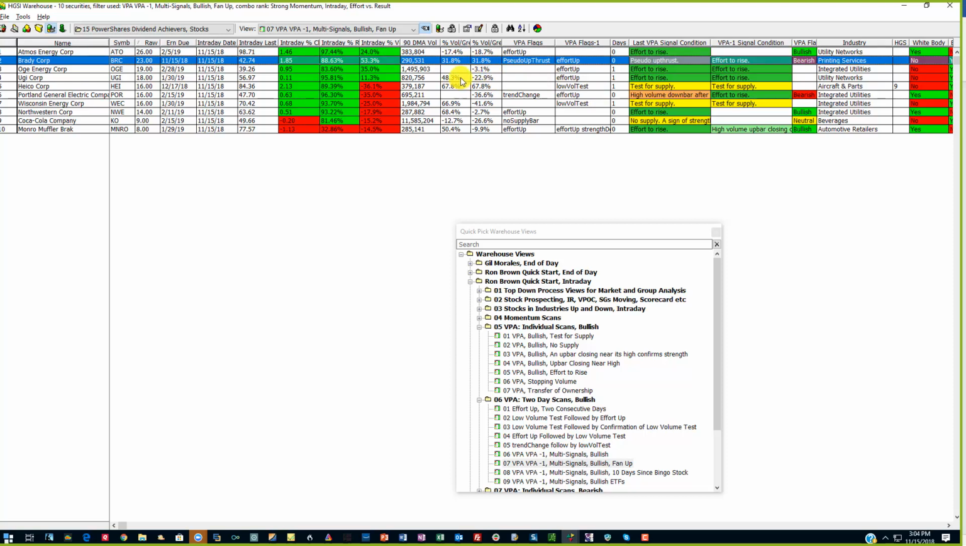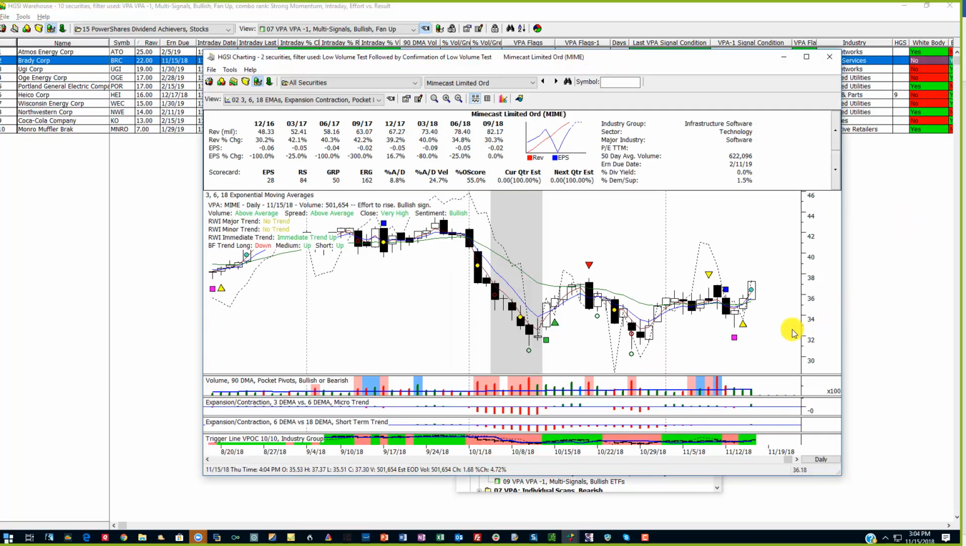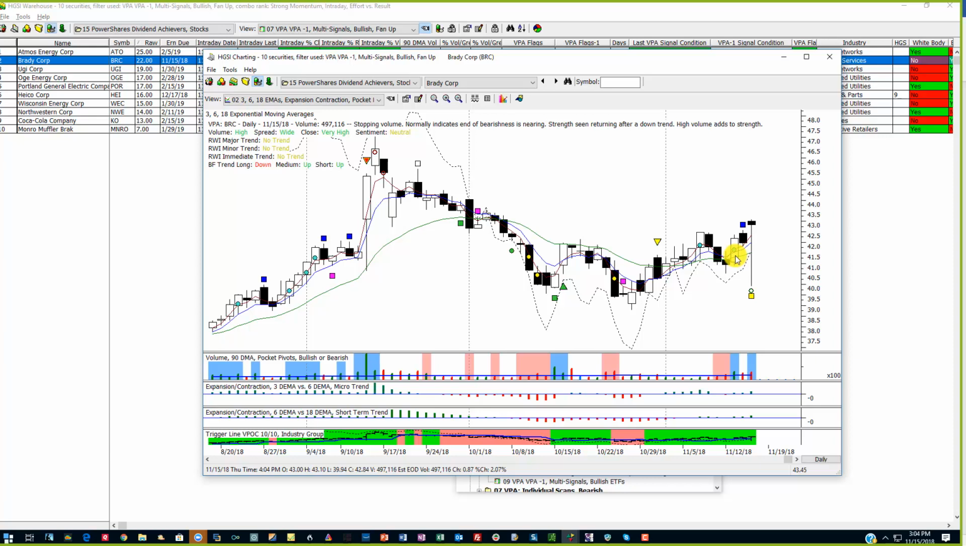Let's take a look at the next one. This only trades around 300,000 shares. It's up today on heavier volume. There was a pseudo upthrust yesterday following an effort up the day before. So what happened? It moved up the day before on this effort up, and then it failed to follow through because the market was weak yesterday. And then today, if this is correct, and I assume it is, this is from Thinkorswim, it traded down, buyers stepped up. This is stopping volume along with strength seen returning after a downtrend, this yellow, and there was a pocket pivot today. But here's your pocket pivot, an effort to rise, and it is moving up today.